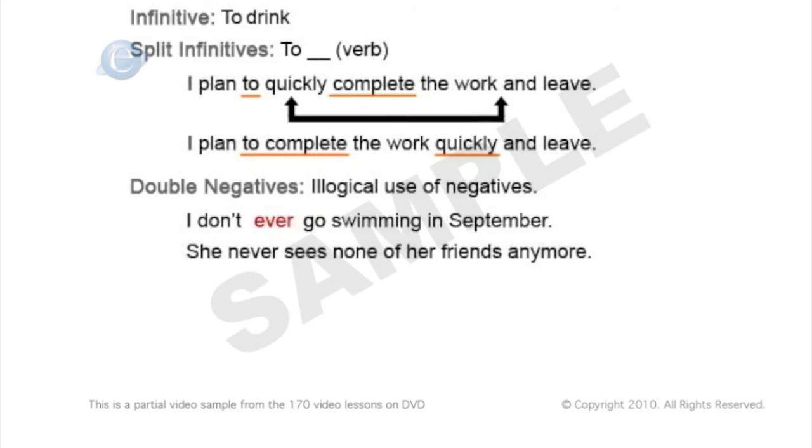She never, that's the negative, first negative, sees none of her friends. Never and none are both negatives. You can't use those two together. So the way you would fix that: she never sees any of her friends. So look out for double negatives.